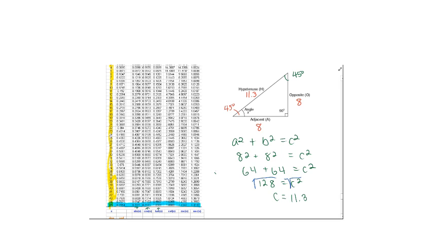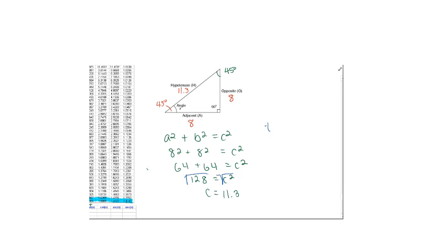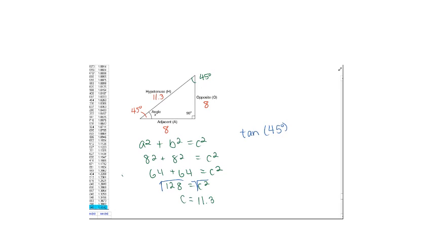So since the hypotenuse is 11.3, let's find the tangent of our 45-degree angle, and we're dealing with the one in red. Although it doesn't really matter, right? That's why cosine and sine are the same. It won't matter because adjacent is 8 and opposite is 8 for our angle down at the bottom. But if we use the angle up at the top, then our opposite is 8 and our adjacent is 8. So it works out the same.